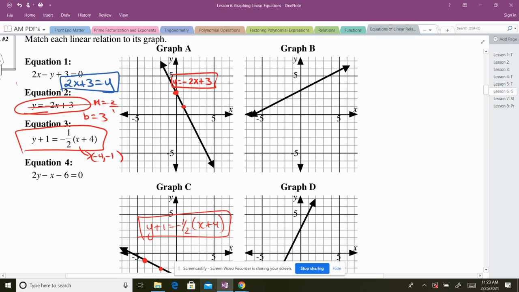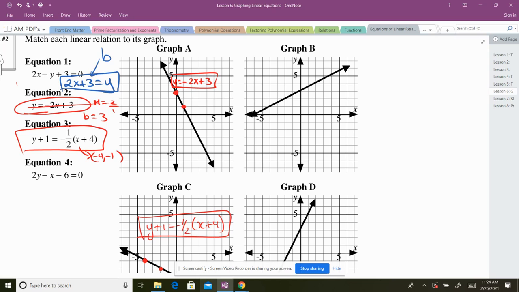So what's my y-intercept? What? I'm not asking for graph D. I said, what is my y-intercept? And Tyler correctly answered 3. Okay, so my y-intercept is 3.